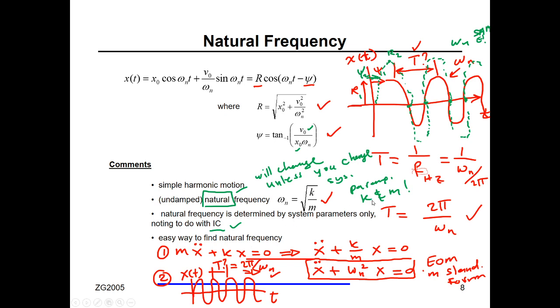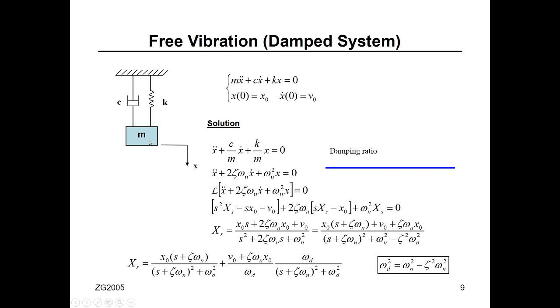Let's go to the second example. Similar to the first example, all we did here, we added what? We added a damper to the system. We're looking for the same thing: draw the free body diagram in order to derive the equation of motion.